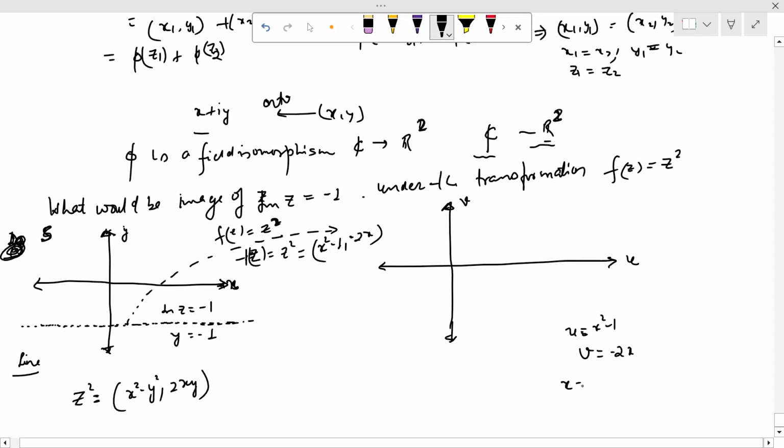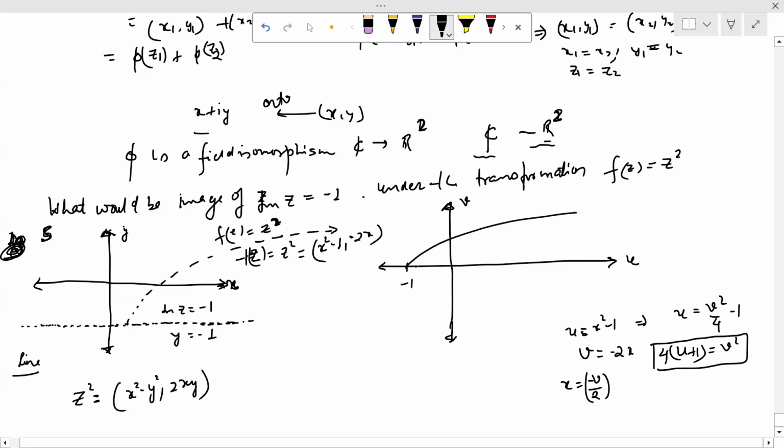And from here, it is quite easy to see that x would be equal to minus v by 2. So from here, we can establish that u would be equal to v square by 4 minus 1, which simply means v square is equal to 4 times u plus 1. So it implies that all the points which were located on the line y equal to minus 1 in the S plane, now in the S dash plane, lie on a parabola. So this is how things are easy.